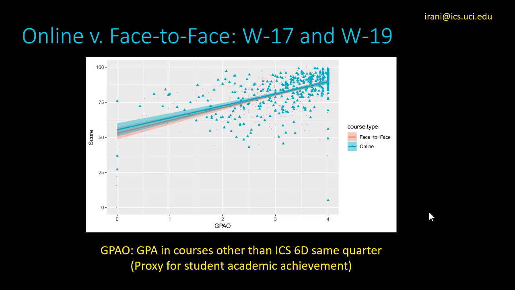But the important point that we see is that there's not a big difference between the performance in the face-to-face, here shown in red, and the online, shown in blue, on any point of this spectrum. So even at the lower end of the GPAO, so these are the students with lower GPAs in their other classes, there's not a significant difference between the online and face-to-face versions of the class.